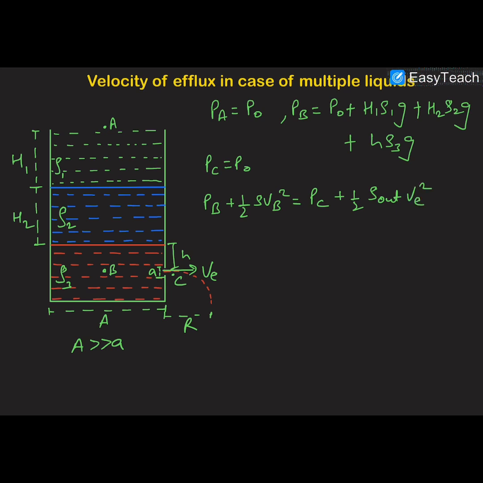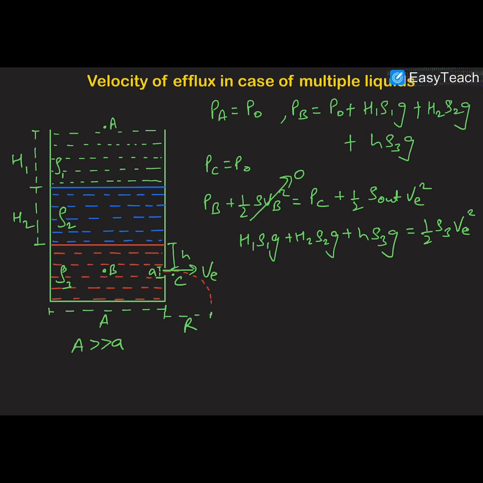Now when we substitute the value of PB here and the value of PC here, then P naught will be cancelled out. We also know that when the cross sectional area of the orifice is very much less than the area of the container, then VB will be 0, okay, VB will be negligible. So we can say that H1 rho 1 G plus H2 rho 2 G plus h rho 3 G will be equal to half rho out, which is rho 3, VE square.